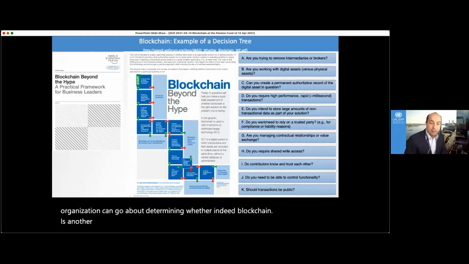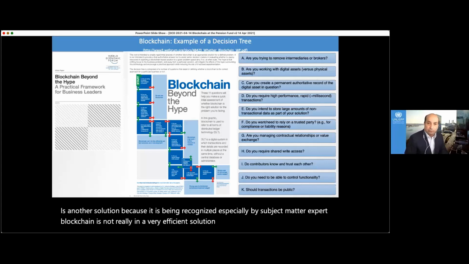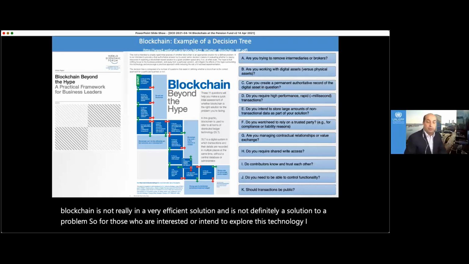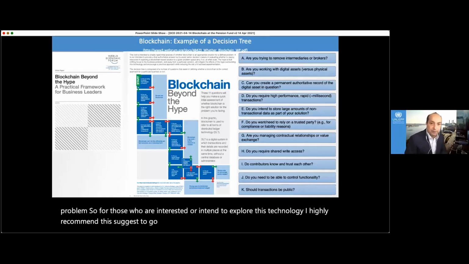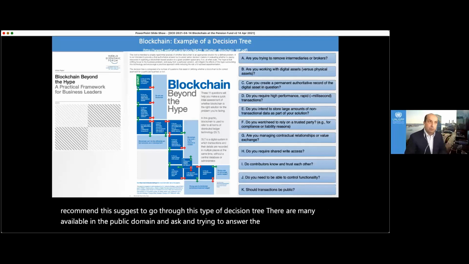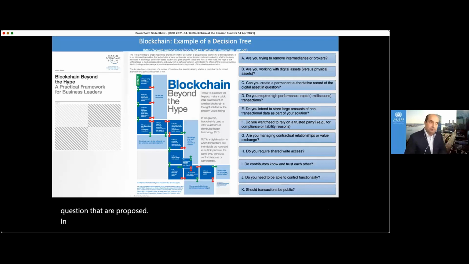Because, as recognized especially by subject matter experts, blockchain is not a very efficient solution and is definitely not a solution to all problems. So for those who are interested or intend to explore this technology, I highly recommend going through this type of decision tree. There are many available in the public domain; try to answer the questions that are proposed in selecting the technology itself.